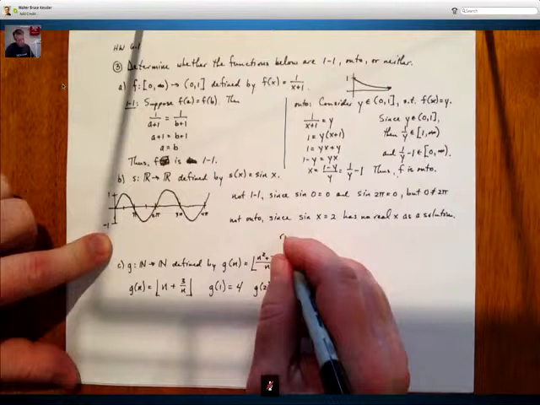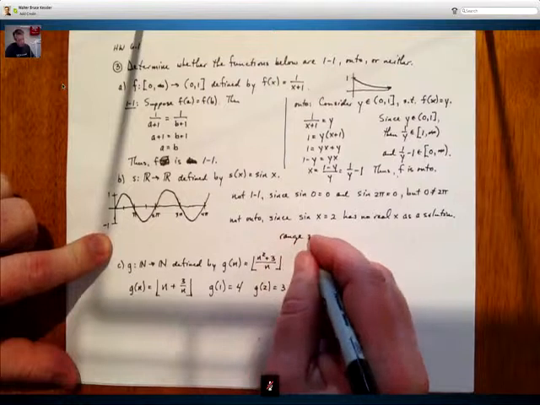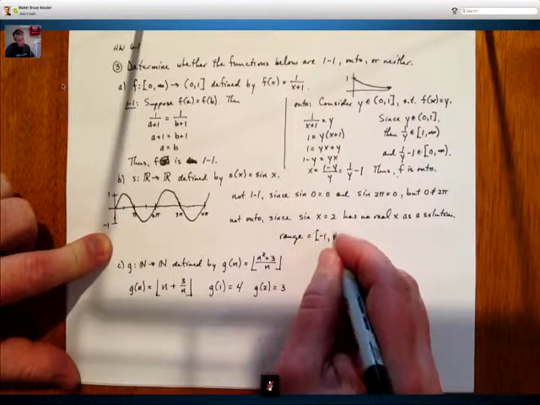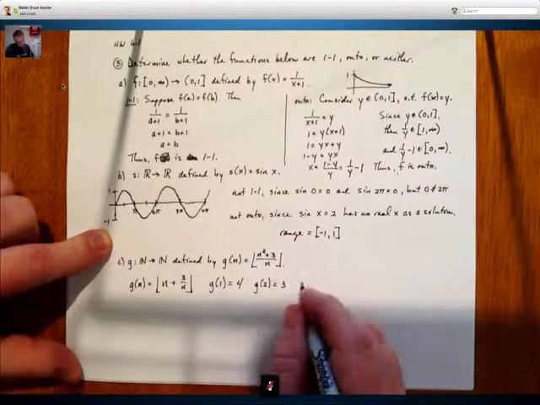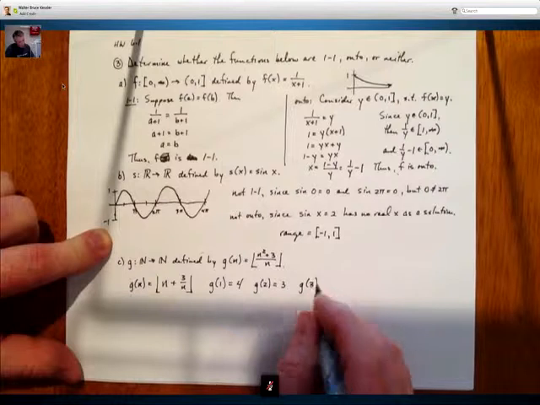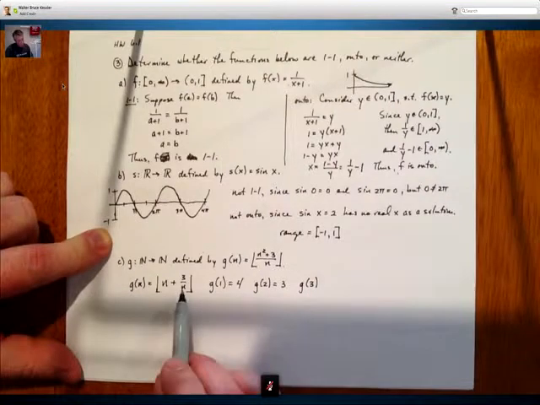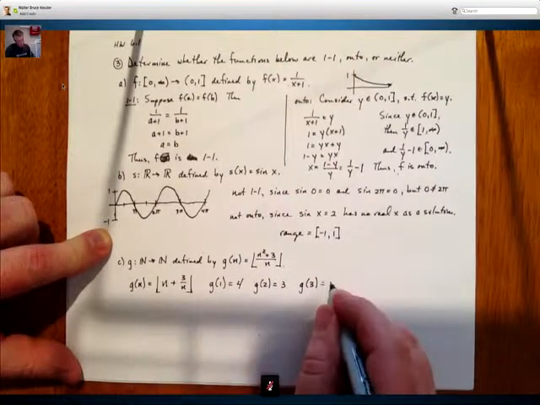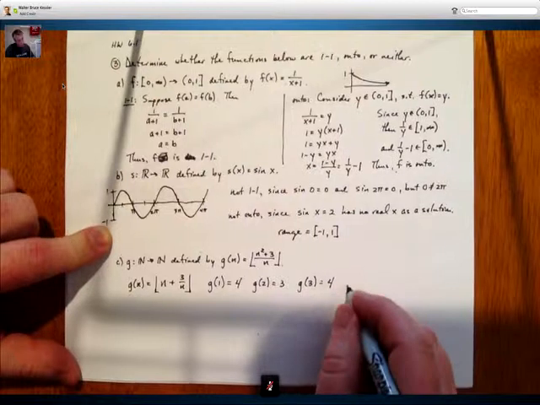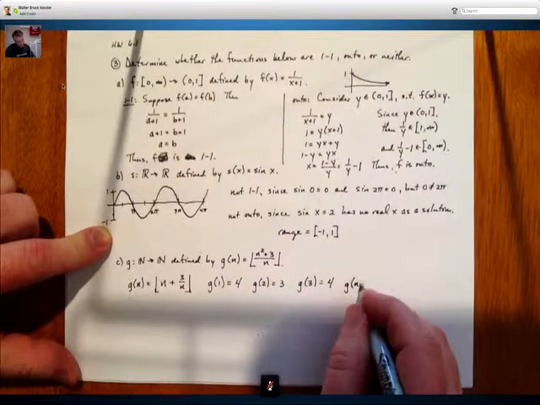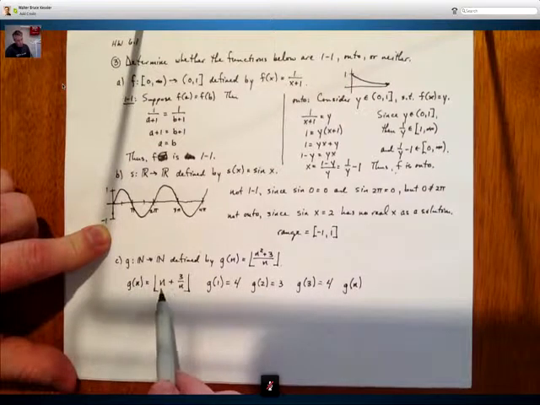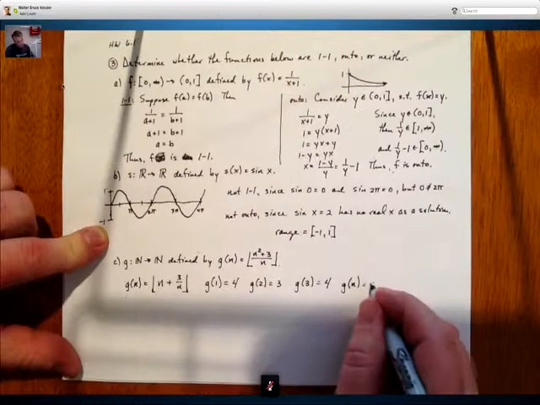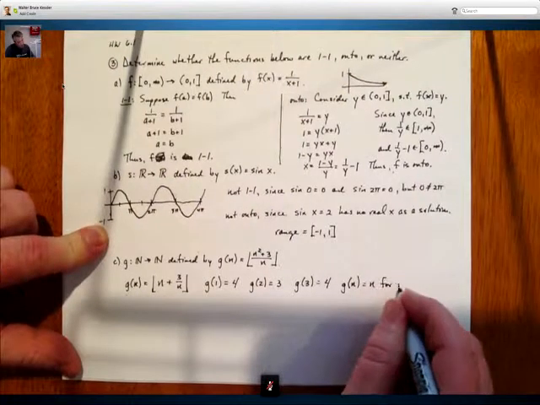Oh, by the way, on this top one I was supposed to give the range. If it's not onto, I'm supposed to give the range, and the range for this one is -1 to 1. I said it, but I forgot to write it down. Okay, I'm sorry. Now back to this one. G of 3, well, I got 3 plus 1 is 4, and the floor of 4 is 4. And then, as I mentioned, once we get to 4 and bigger, this is just less than 1. So whatever this is just going to be n.